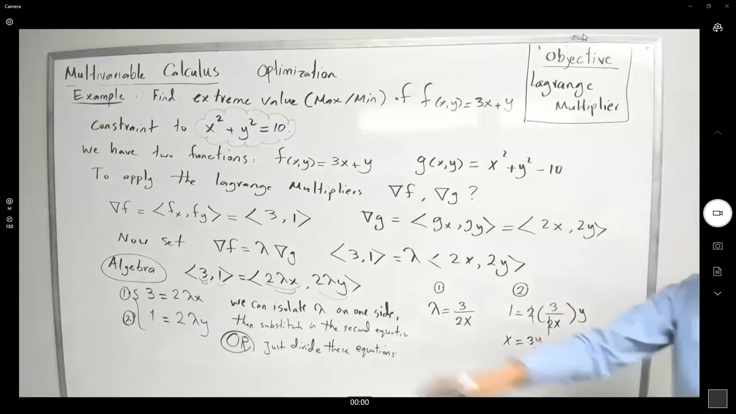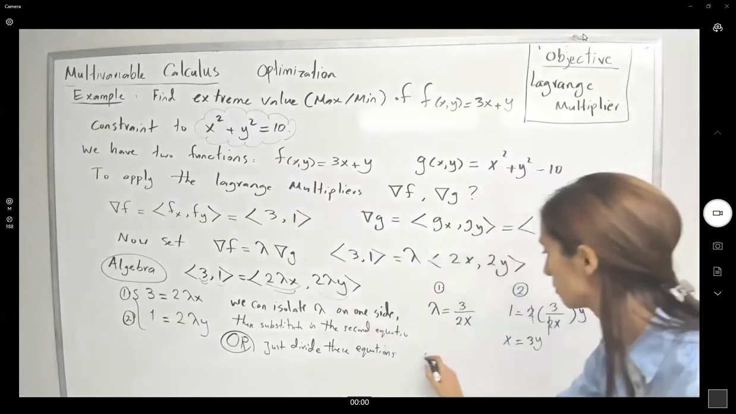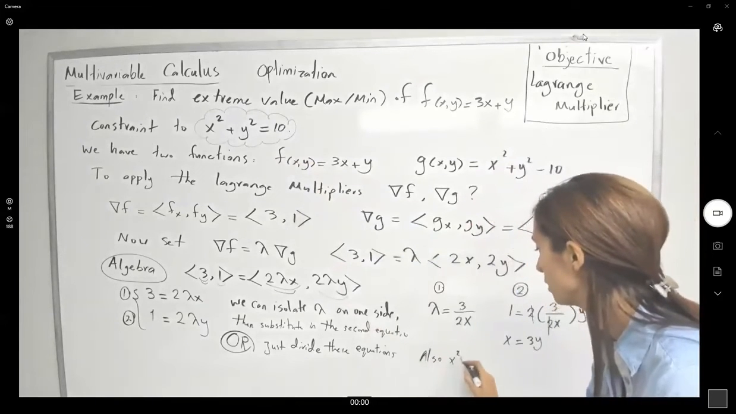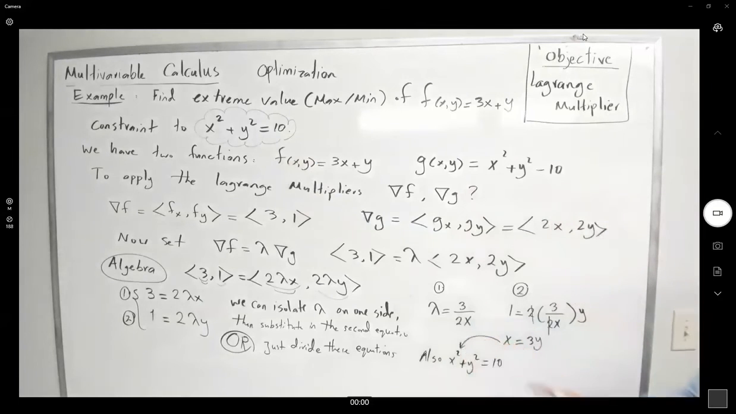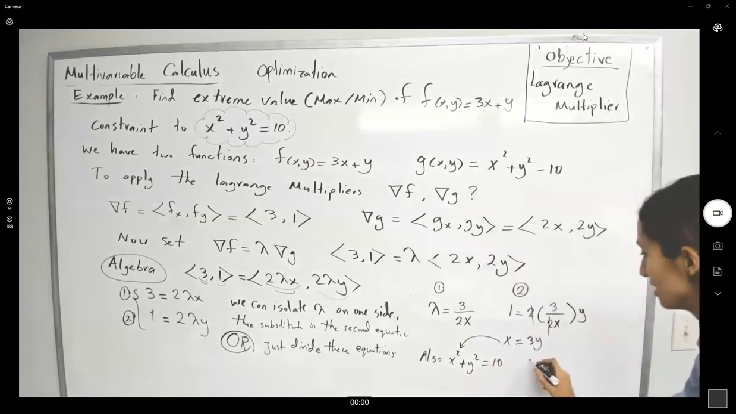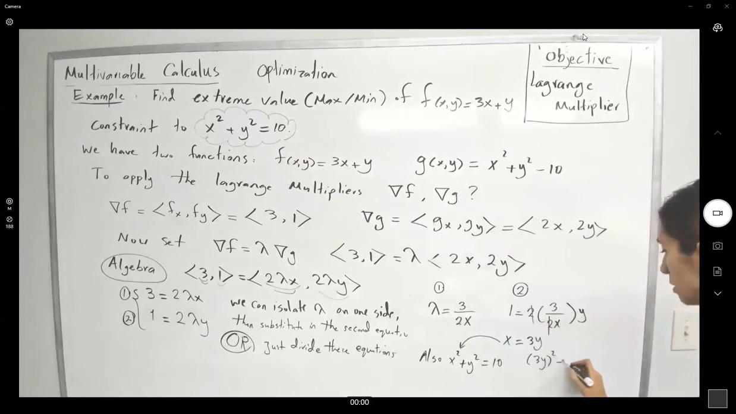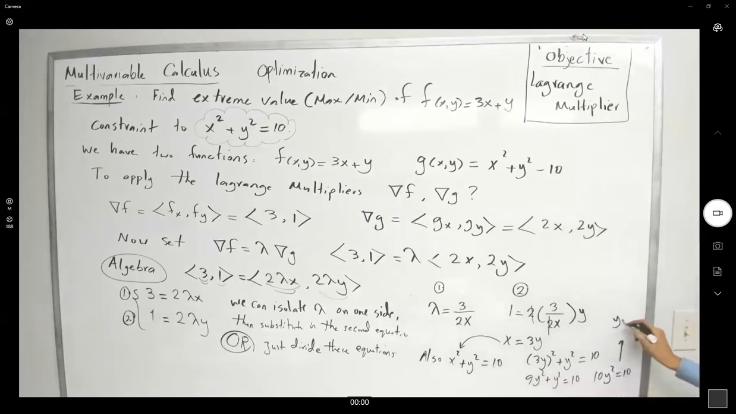I also have another relation between x and y. Also, x squared plus y squared is equal to 10. So just substitute this here. X is 3y, substitute that in this equation, solve for y. So you get 3y squared plus y squared equals 10. So you have 9y squared plus y squared is 10, or 10y squared is 10. So y is plus minus 1.